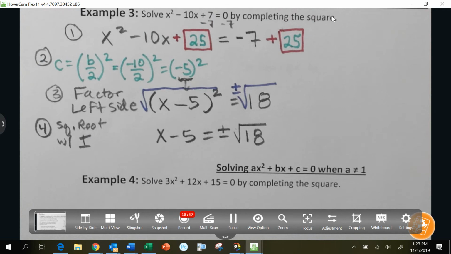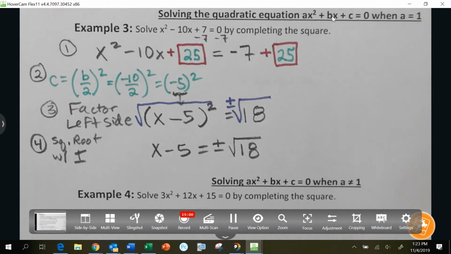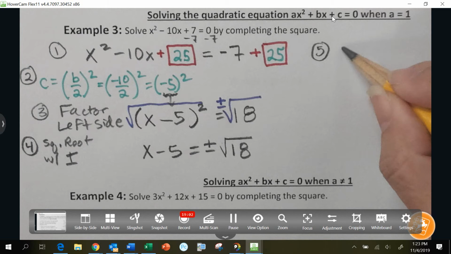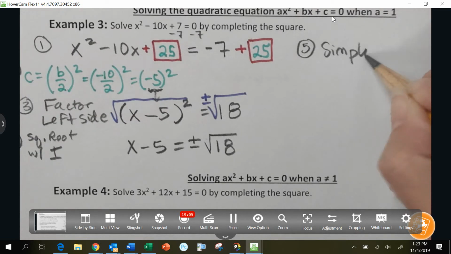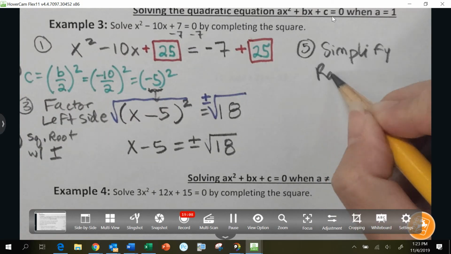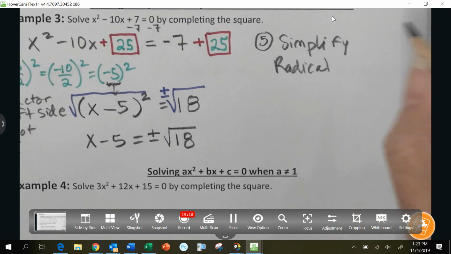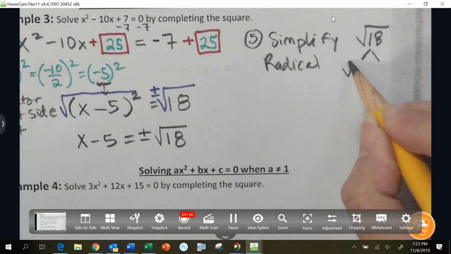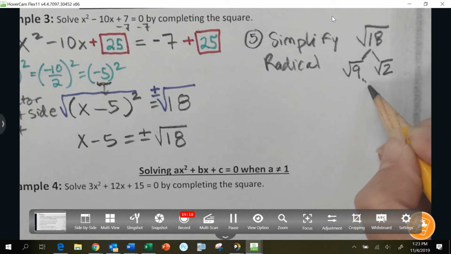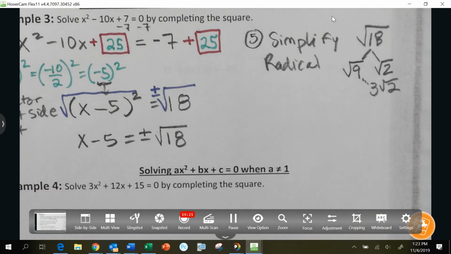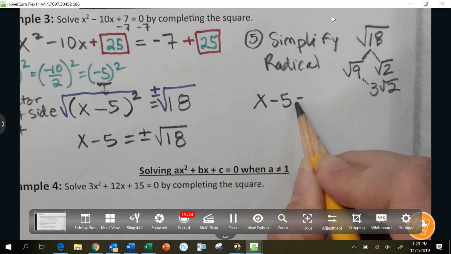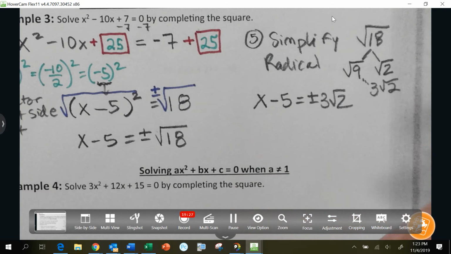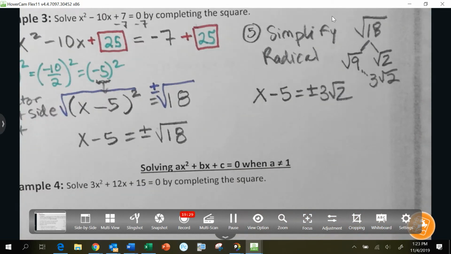What should I do next? Okay, so for step 5, we're going to simplify the radical. So that's square root 18. Break it down to square root 9 and square root 2, which becomes 3 square root 2. X minus 5 equals plus minus 3 square root 2. Then what? Okay, so I'm going to finish solving it.